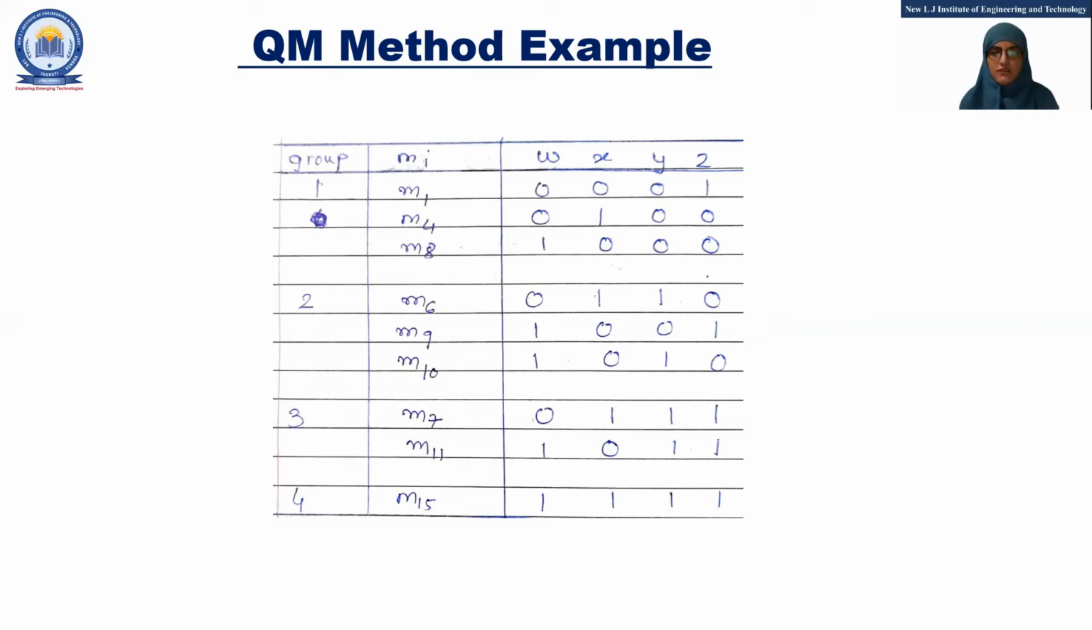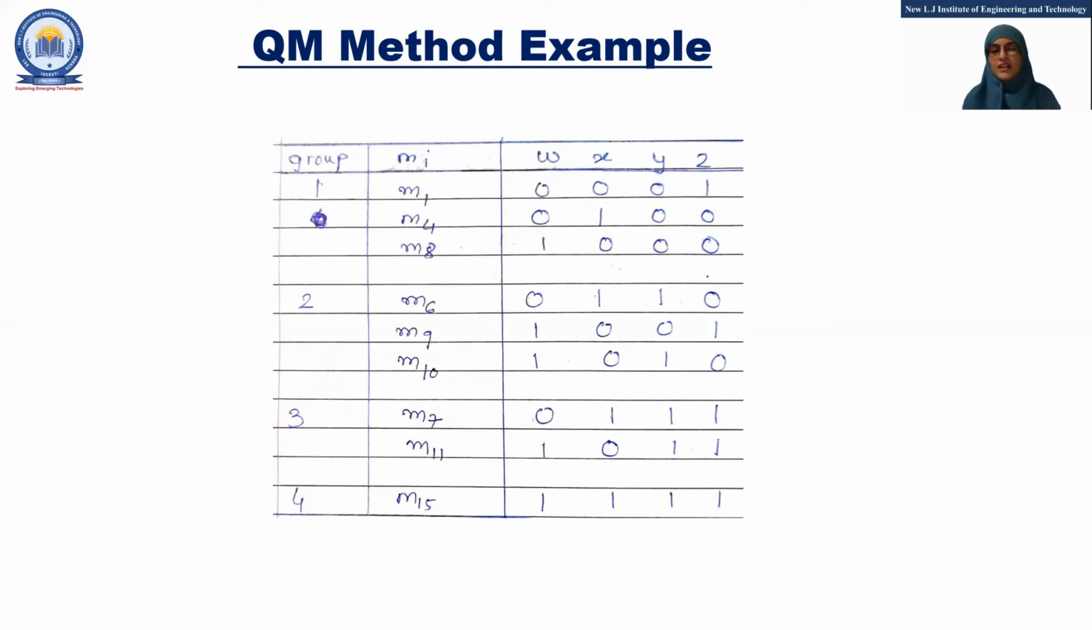We can see that for M1 and M6, W is the same, X is different, Y is different, and Z is different. So here more than 1 bit is changing, and we don't take this pair. We have to compare another one, M1 and M9. Here we see that W is changing, and X, Y and Z are the same. So this term will be included in the next table. M1 and M9 will be included in the next table.